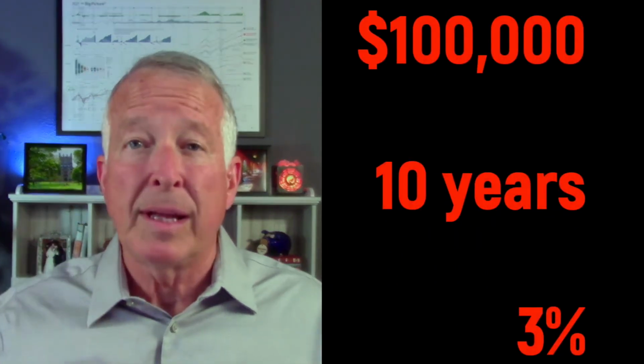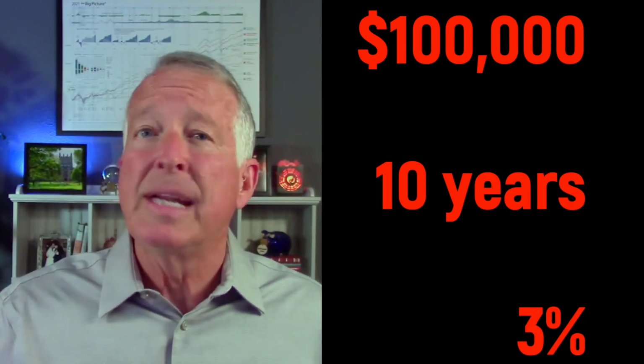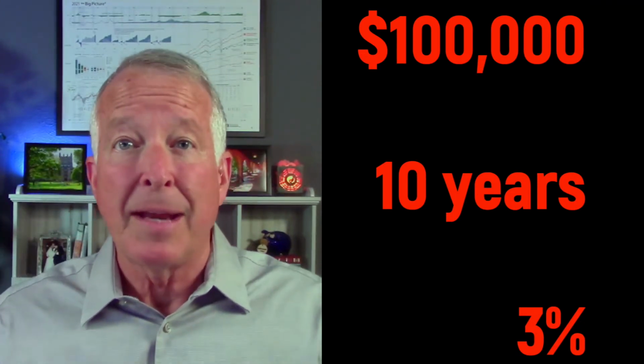Let's say that you as an investor have lent a bond issuer $100,000 for 10 years at 3%, and then at the end of the 10 years, you're going to get your money back. That's pretty straightforward. So why are you seeing fluctuating values on your statement?